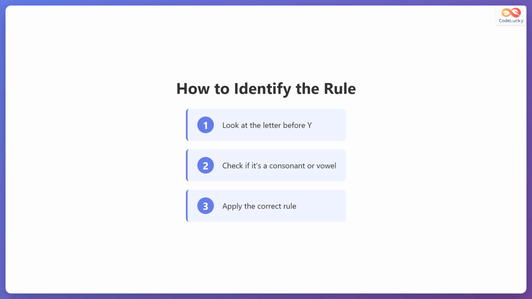To identify which rule to use, follow 3 simple steps. First, look at the letter right before the Y. Second, check if that letter is a consonant or a vowel. Third, apply the correct rule based on what you found. If it is a consonant, change Y to IES. If it is a vowel, just add S. With practice, this becomes automatic.